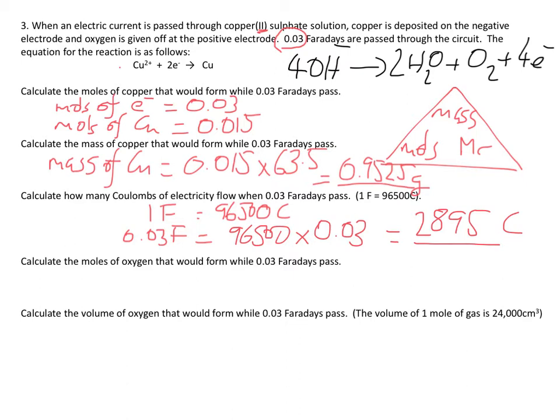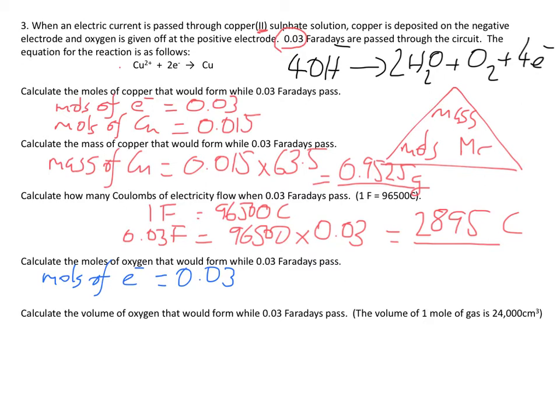I'm going to change colour of pen. Next one asks us to calculate the moles of oxygen that would form. So for this, we need this equation here. And normally for calculation questions in an exam, they would give you the equation they want you to use. So as we know that we've got 0.03 Faradays, that's effectively telling us the moles of electrons. So moles of e is 0.03.